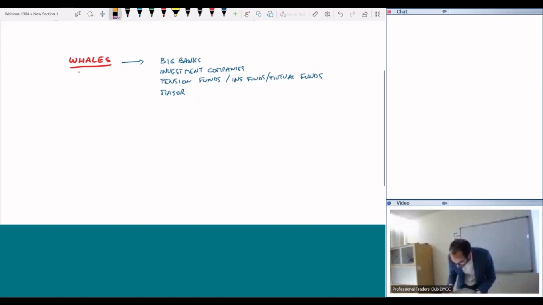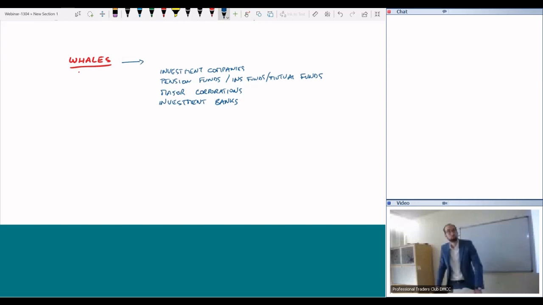Major corporations. We have investment banks as well. Right, good. So these are the whales. We call them also in a different way in the market. We call them the real money players, because they have so much volume that when they put that volume in the market, they basically don't need to borrow any of that money from any bank or any financial institution.